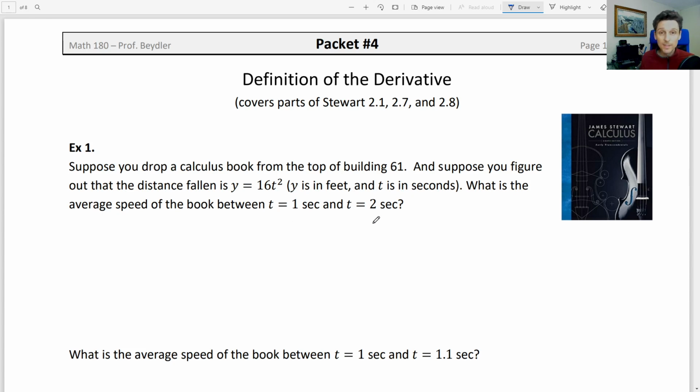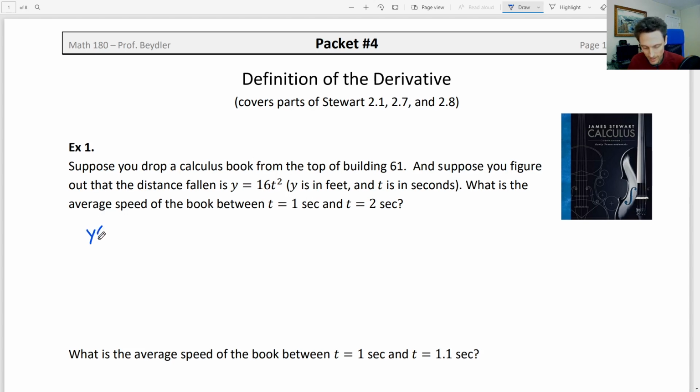Well, to get an average speed, you take the distance traveled divided by the time elapsed. So if we want to think about the distance traveled, we can get the ending distance, or the final distance, minus the initial distance, that distance at the beginning. And that'll give us the total distance traveled. And then to get the total time elapsed, we just take the final time minus the initial time. And then we divide those two. So it'll look something like this. y of 2 minus y of 1. This is going to be the final position, or distance, minus the initial distance, divided by 2 minus 1. That's the change in time.